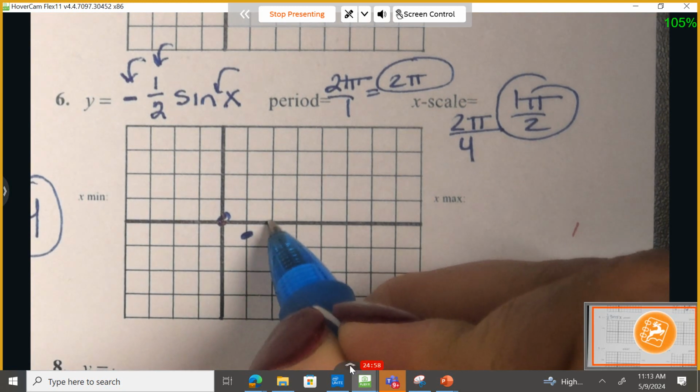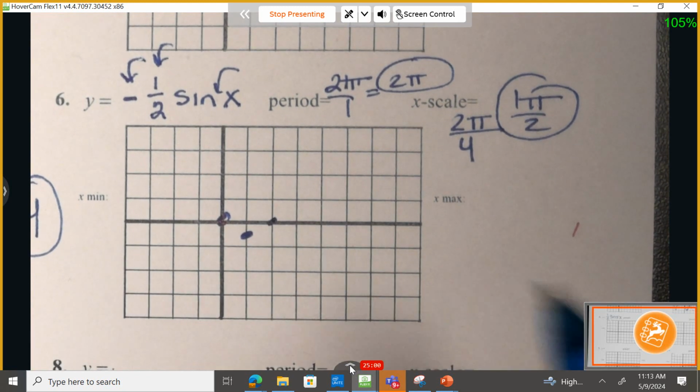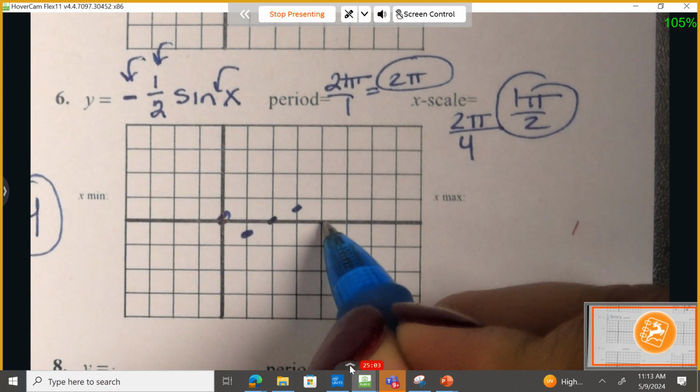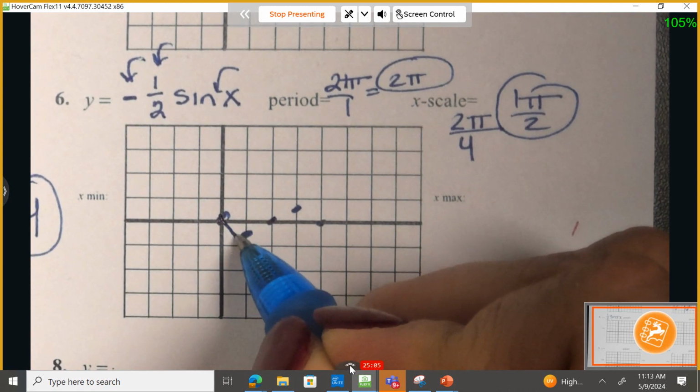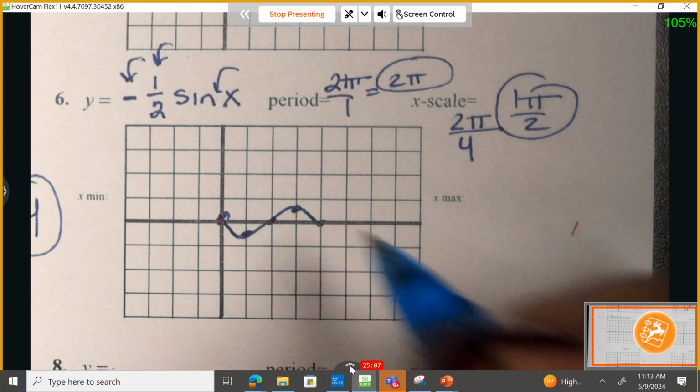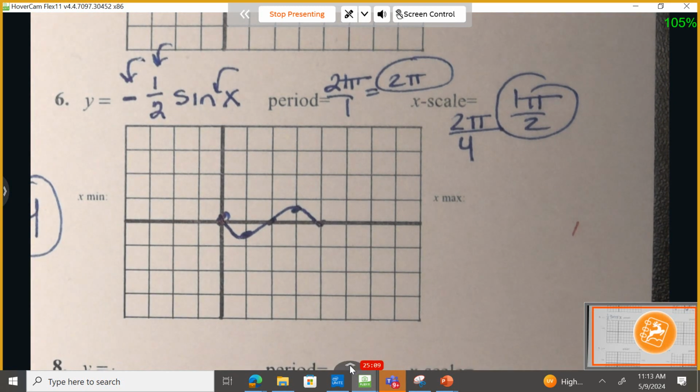Then go back up to the midline. Go up and back again. Help your partner to achieve this. That is one cycle. That's tough stuff. That was very confusing for students in other classes.